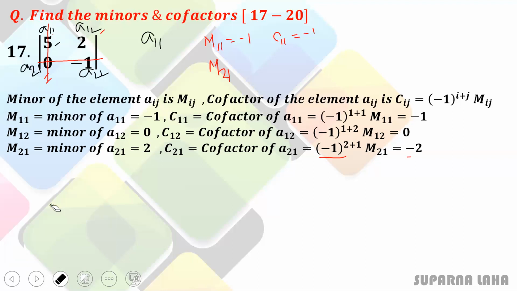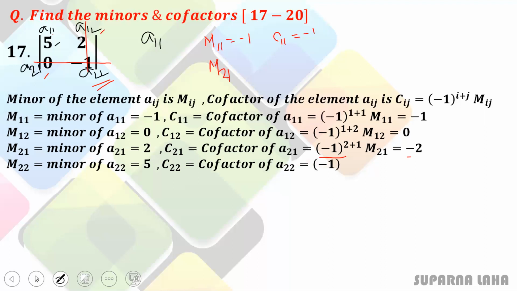Okay, now remove this second row and second column, since we are finding the minor for A22, this element. So second row and second column, remove them. So the remaining element is 5. So the minor is 5 and minus 1 whole to the power 2 plus 2, that is 4, into M22, that means this is 5 only.